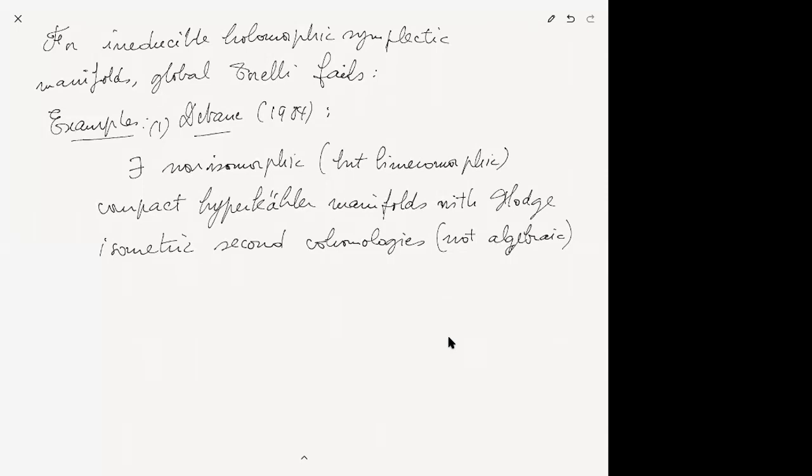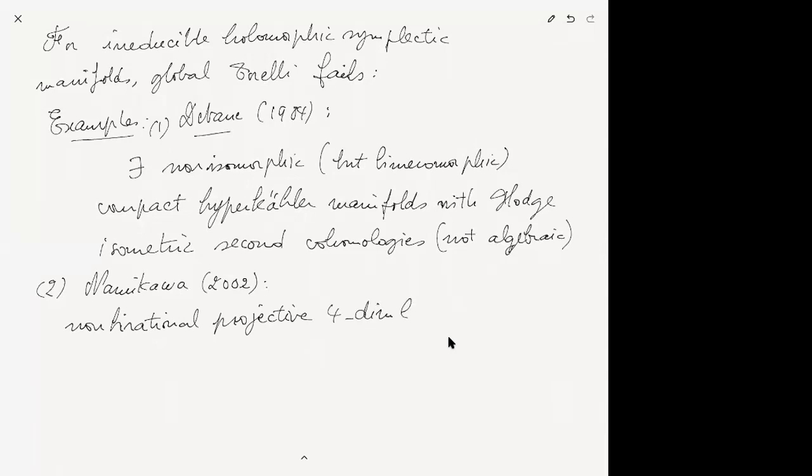But that's not true either. There were other counterexamples much more recently. This is Namikawa, and I'm not saying these are the only counterexamples. I think there are others in the literature. This is not an exhaustive list, but these are the ones that jumped at me. So he produced an example of non-birational projective four-dimensional Hyperkähler manifolds. So it's like the worst possible thing you could get. They're the smallest possible dimension they could be. They're projective and they're not birational, with Hodge isometric second cohomologies.